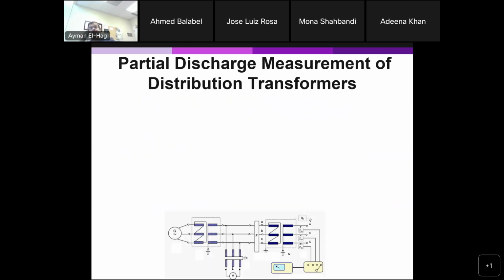Now, let me talk a little bit about partial discharge measurement on actual assets. All I mentioned before was basically just partial discharge for controlled samples.